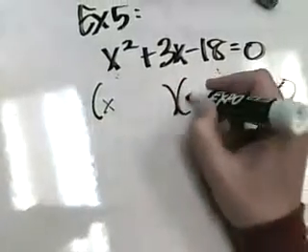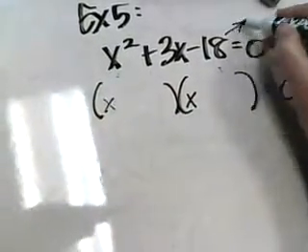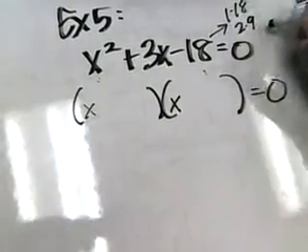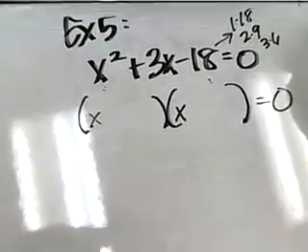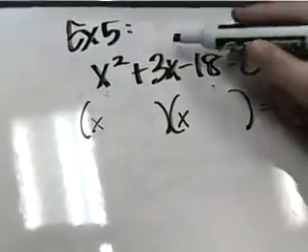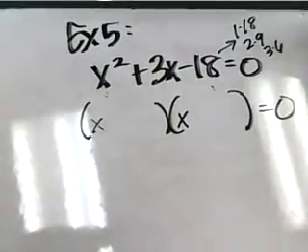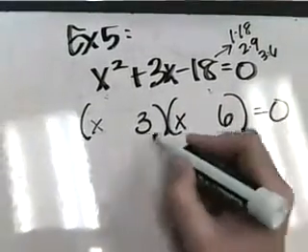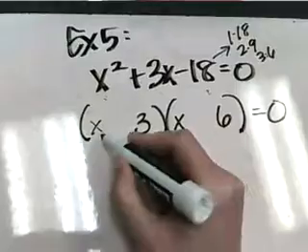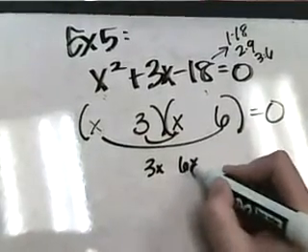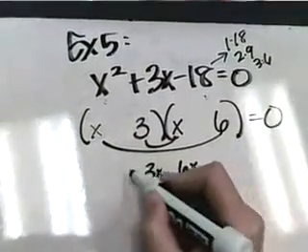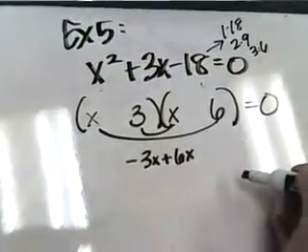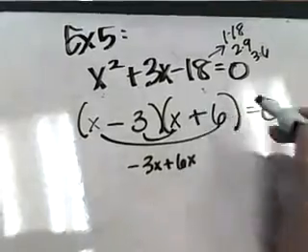X and x is going to go in my first spot. Factors of 18: 1 and 18, 2 and 9, 3 and 6. So if I pick one of those sets that will add or subtract to give me 3, I'm going to try 3 and 6. So this would give me 3x, and this would give me 6x. If I made this negative and this positive, negative 3 plus 6 is positive 3. That means it works like that.